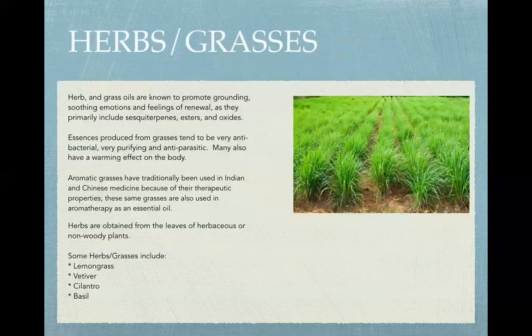All right. Hello. So herbs and grasses are known to promote grounding, soothing emotions, and feelings of renewal, as they primarily include esters, oxidized, and I have not been able to pronounce that word. Anyway. Essences produced from grasses tend to be very antibacterial, very purifying, and antiparasitic. Many also have a warming effect on the body. Aromatic grasses have traditionally been used in Indian and Chinese medicine because of their therapeutic properties. These same grasses are also used in aromatherapy as an essential oil.